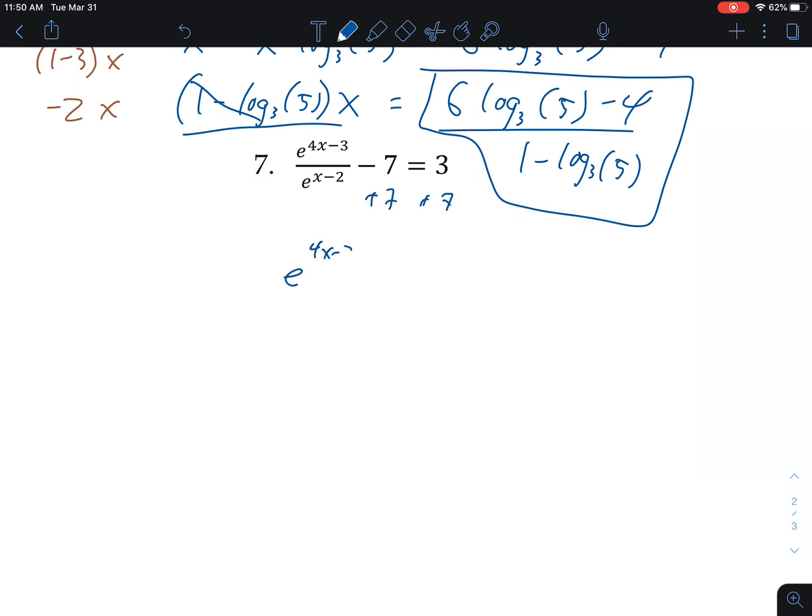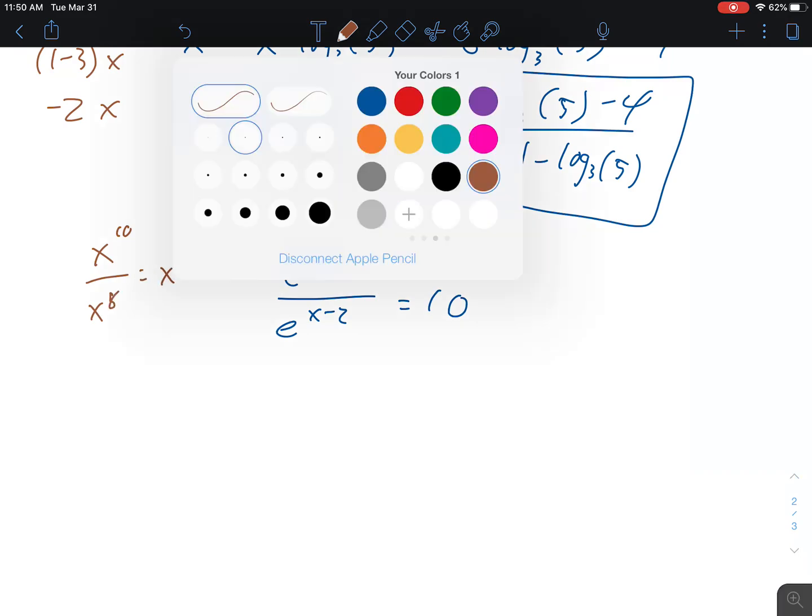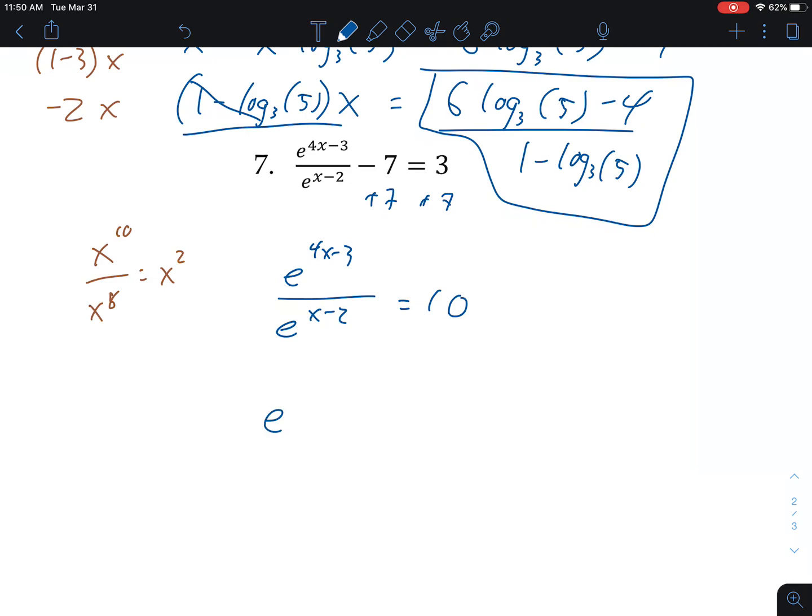e to the 4x minus 3 over e to the x minus 2 equals 10. All right. Now, normally when I have a fraction and an equal sign, I have to cross multiply. This is not the case, however, because I have the same bases, just like when we saw something like x to the 10 over x to the 8th. You could say, oh, well, that's x squared. Same idea. You subtract the powers if you have the same bases.